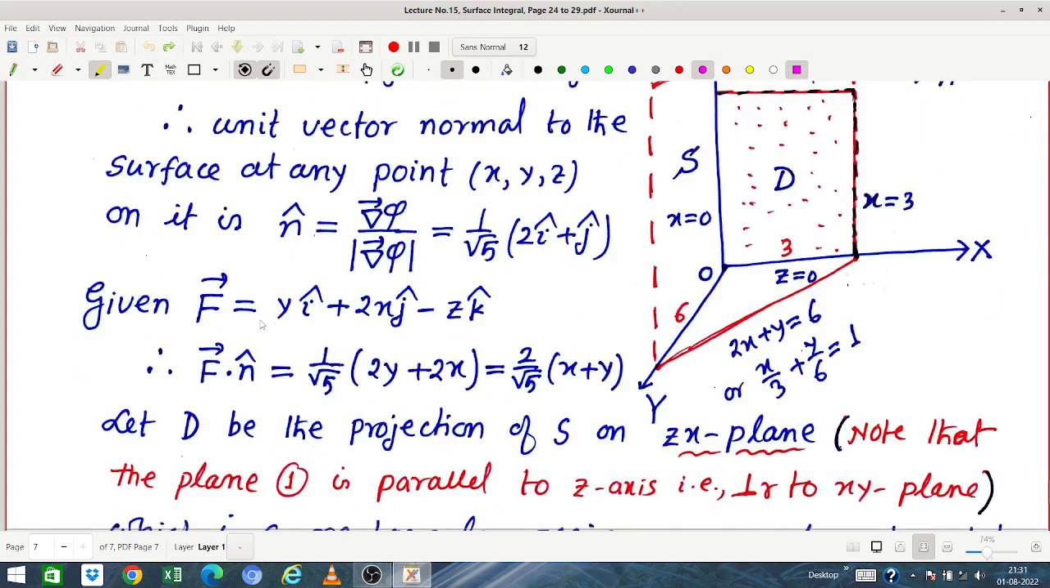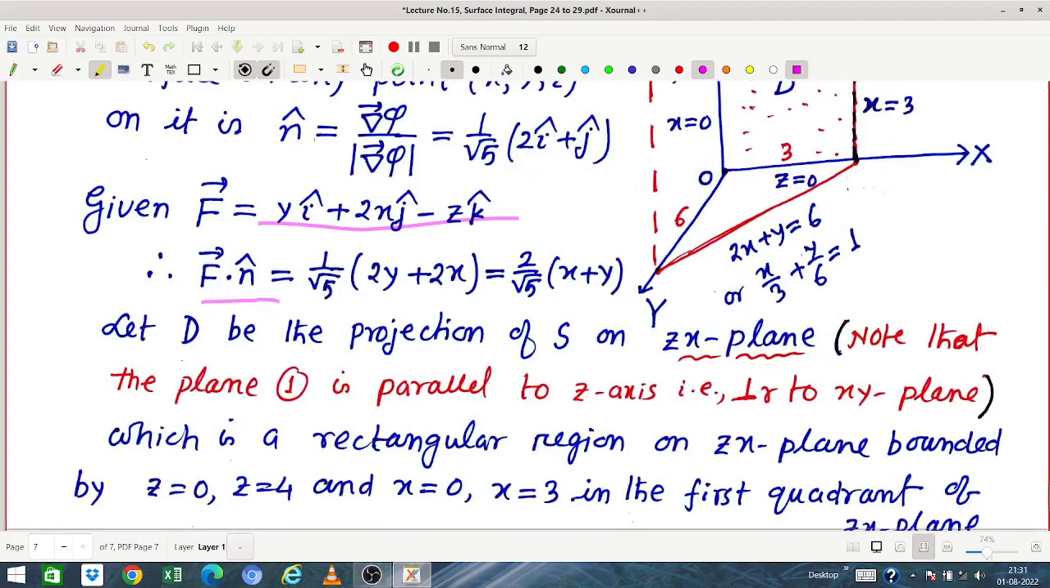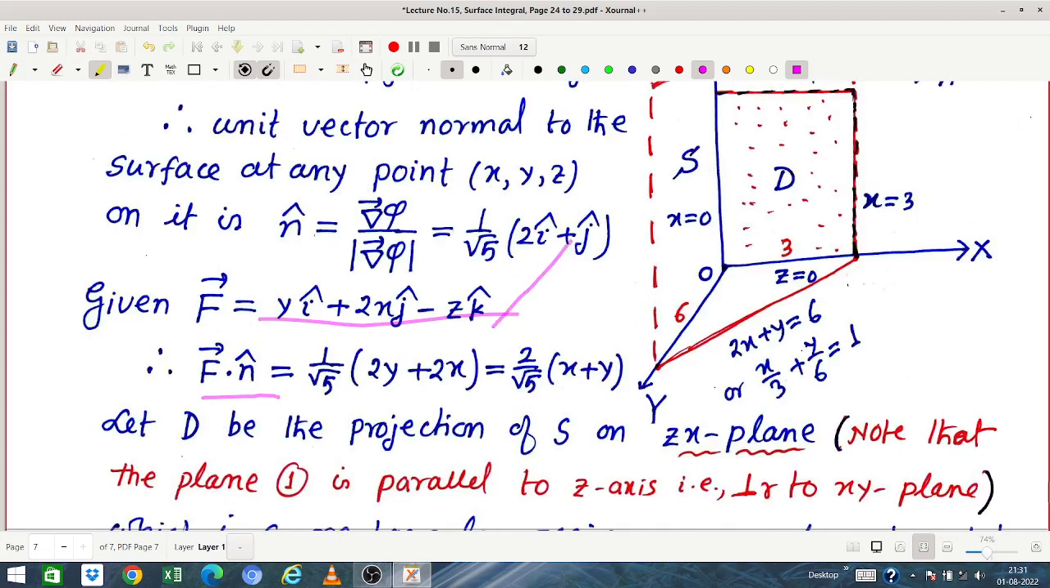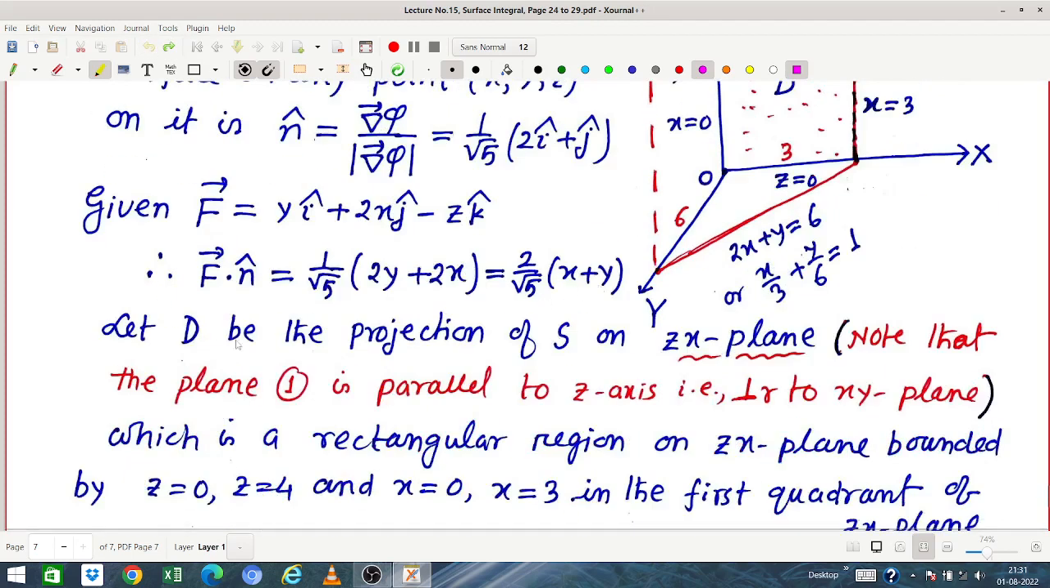Now F vector is given, and we take F dot n cap. Take F and n cap dot: the coefficient of i multiplied, the coefficient of j multiplied, and added. The k coefficient is absent here, so k will not come. So F dot n cap is 2 by root 5 times (x + y).